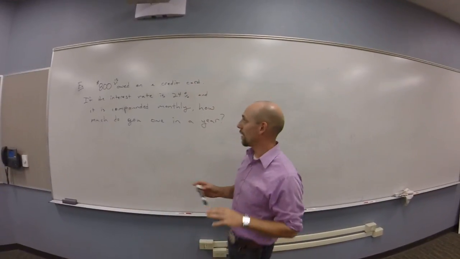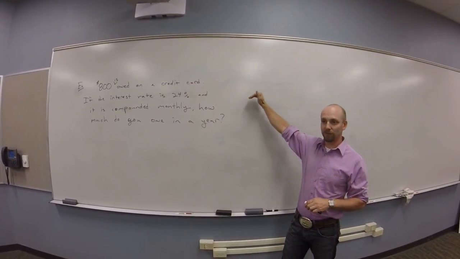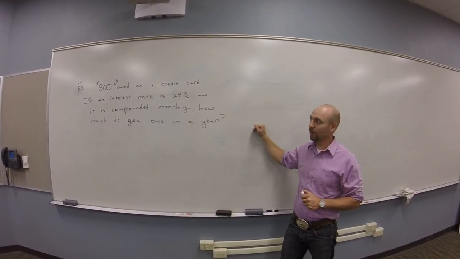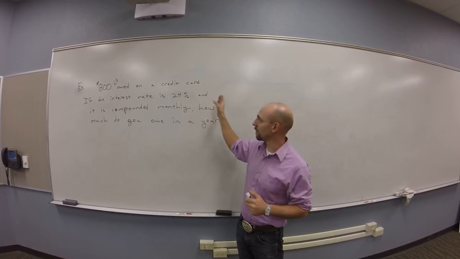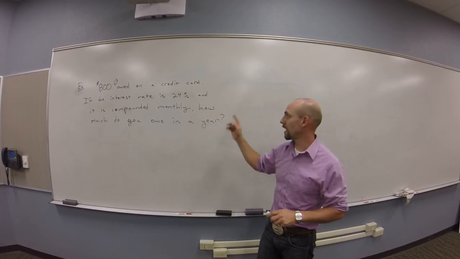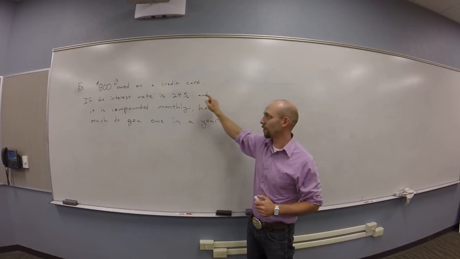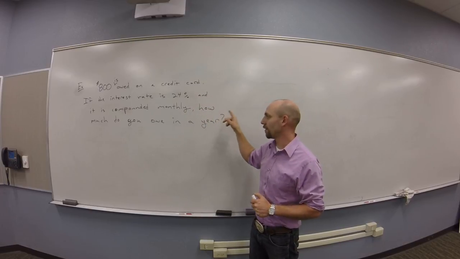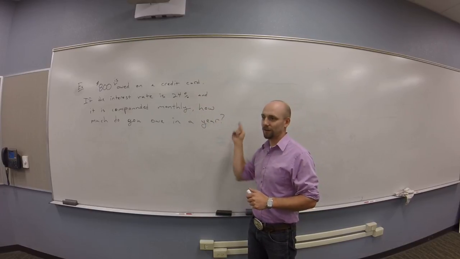All right, so let's do a compounding multiple times in a year example here. I've got $800 that's out on a credit card. The interest rate on the credit card says it's 24%, and it's compounded monthly. How much do I owe in a year?